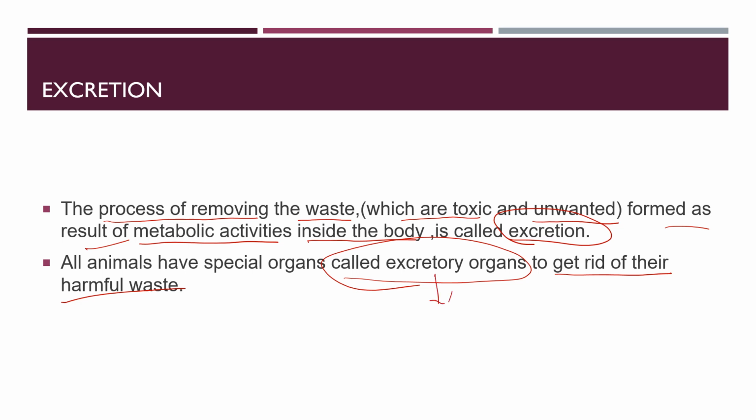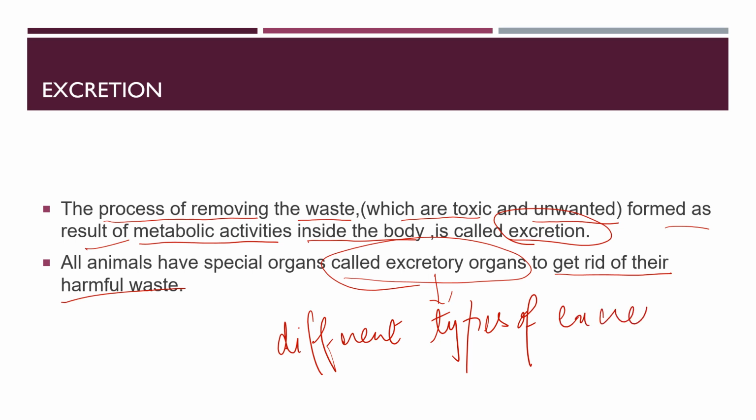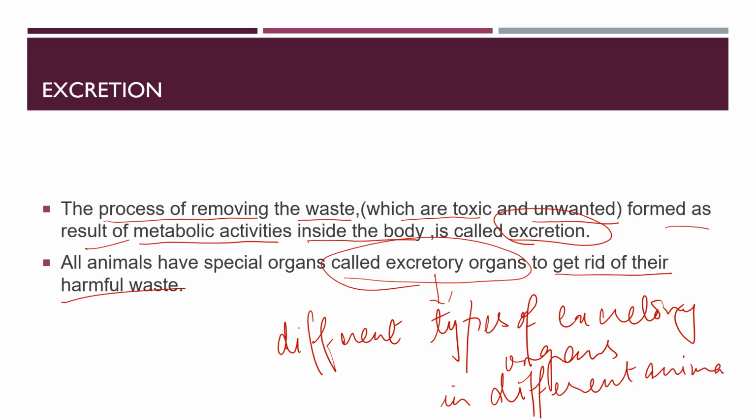So the excretory organ is different in different animals. There are different types of excretory organs in different animals. They all have different names, and different types of excretory organs are present in different animals. Is it clear? Now let us focus on the excretory system in humans. We are only dealing with humans in this class.